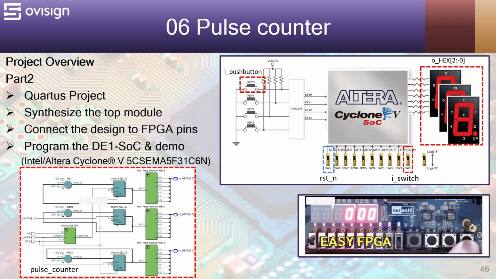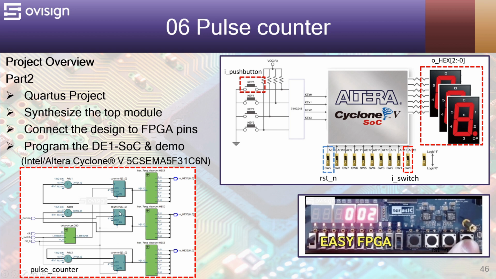In part 2 of this tutorial, we are going to create a Quartus project, synthesize the top module, connect the design to the FPGA pins, and in the end program the DE1 SoC board and do a demonstration. The synthesis result of your Verilog code should look like this in the end.